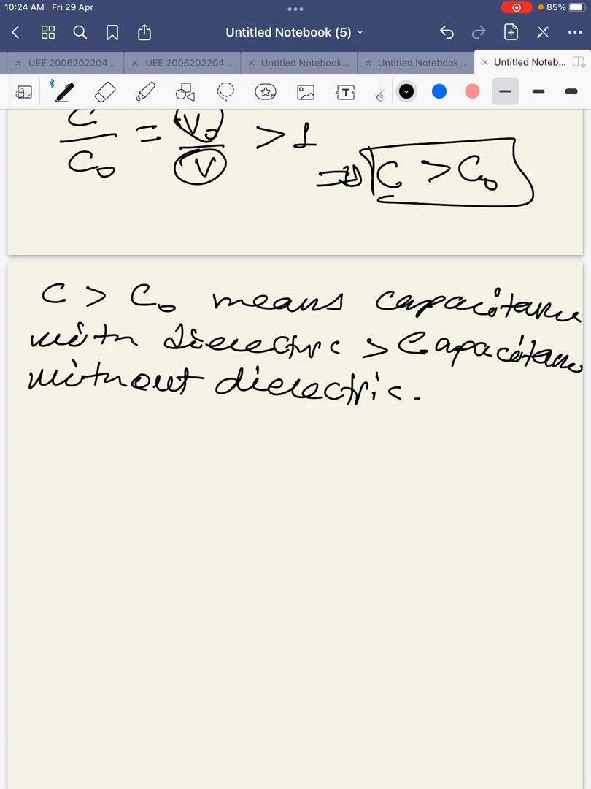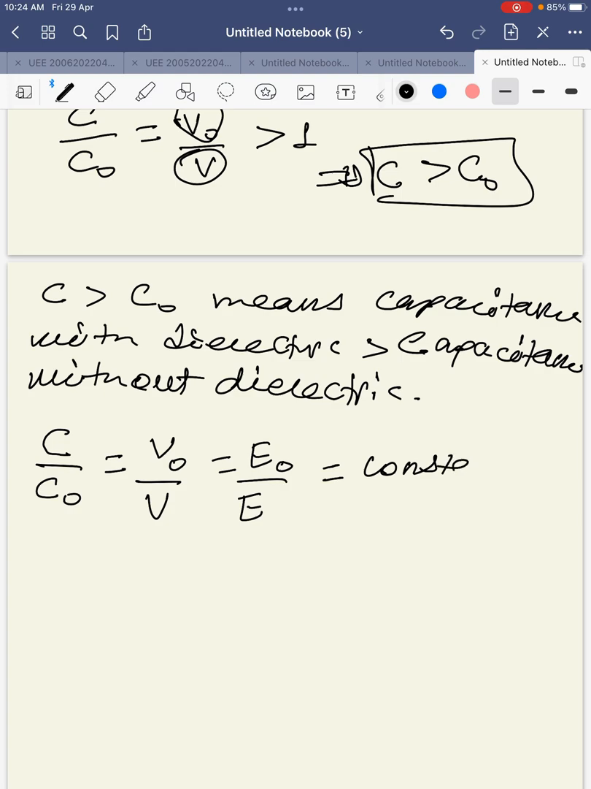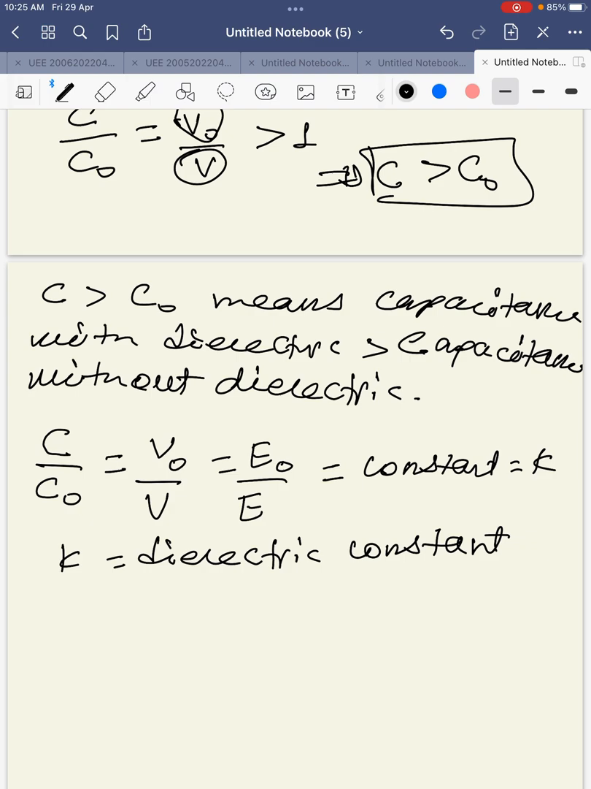Now C over C naught is equal to V naught over V is equal to E naught over E. E naught means electric field without dielectric and E means electric field with dielectric. V naught is voltage without dielectric and V is voltage with dielectric. This is equal to a constant. This constant is K, and K is called the dielectric constant.